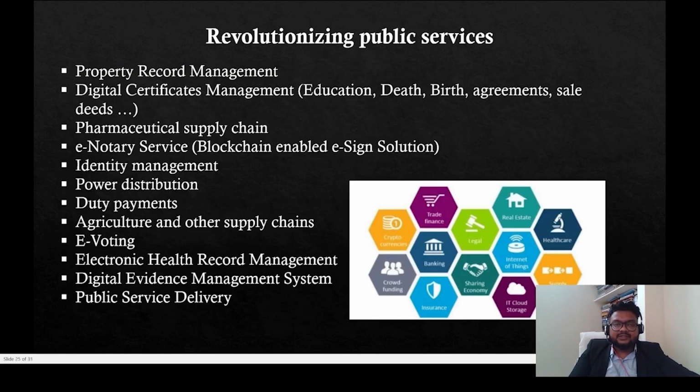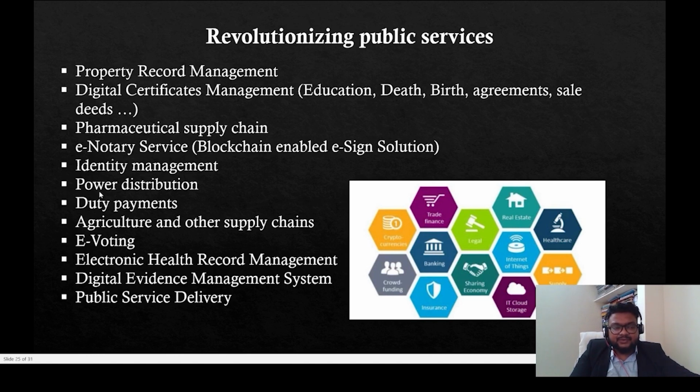Moving further, let's go to the blockchain revolution. You can see that blockchain is revolutionizing the public services domain completely. In future, you will see your public records, land records, and property records saved in blockchain. Digital certificates, such as educational, death, birth, and marriage certificates, will be saved in blockchain. Pharmaceutical supply chains will be possible, and blockchain enabled e-sign is possible. Identity management: for identity we depend on third parties, but blockchain can provide identity in a more transparent way.